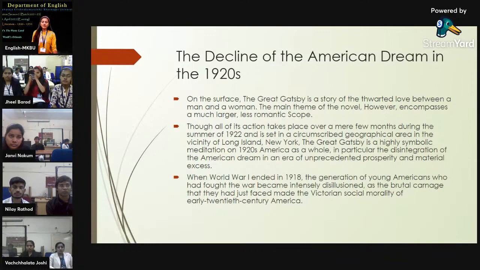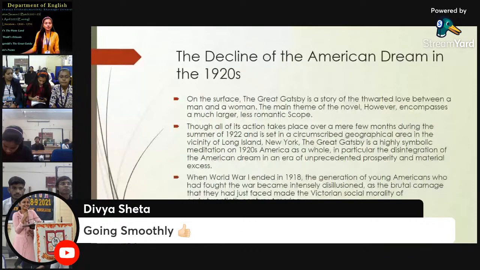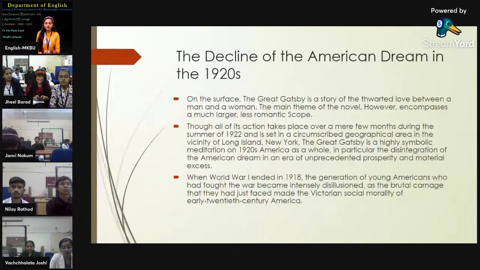The main theme in the novel is the love of the woman and the man, incorporating a large and less romantic scope. The story takes place during the summer of 1922. The setting is a geographical area of Long Island, New York, and in The Great Gatsby, it is symbolic of the American society, particularly the classes, class and the youth.